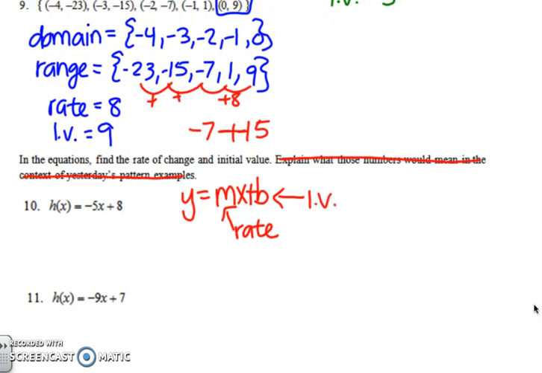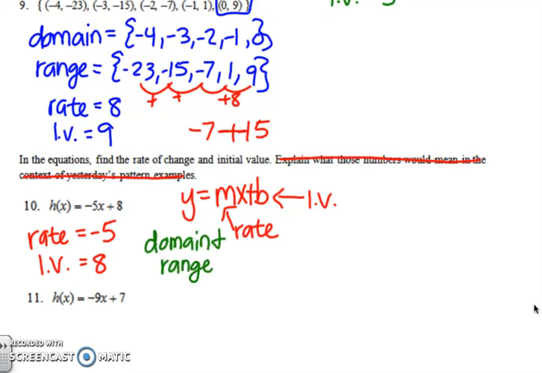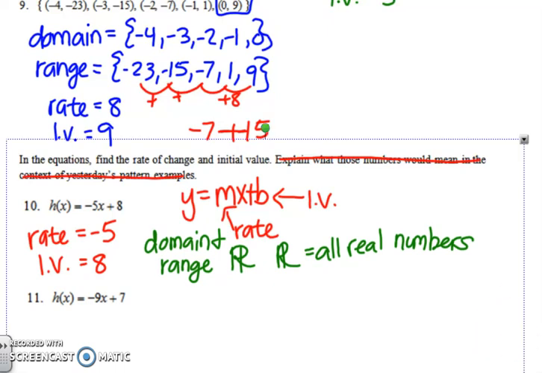Okay, so for number 10, your rate is going to be a -5. It's not -5x, it's just -5. Your initial value is the number on the end, so an 8. For domain and range, domain and range for equations are always all real numbers. To draw that, you would draw an R with a line through it, and that stands for all real numbers. So for equations, domain and range will have all real numbers in all these instances.